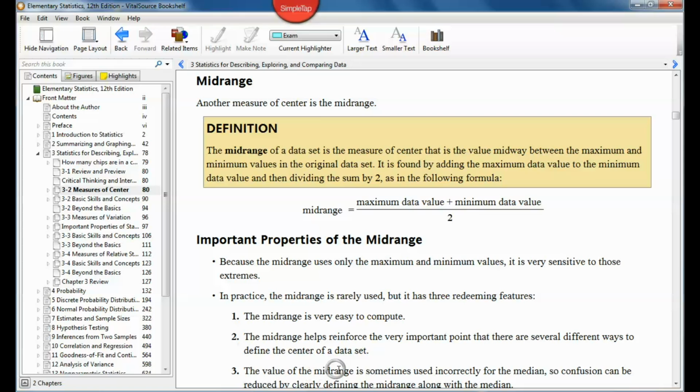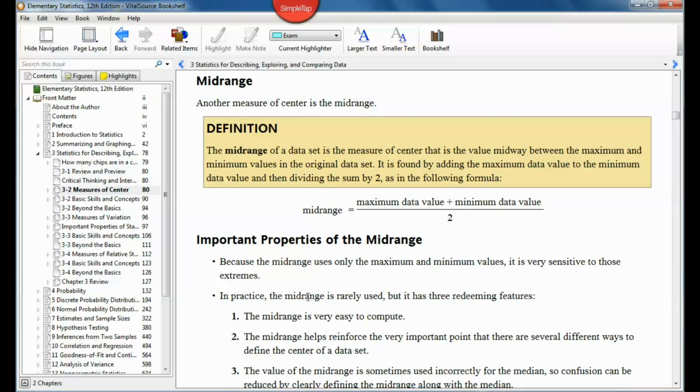Now, the bad thing about the mid-range is that it is extremely sensitive to outliers. So, you know, we have your 10 test grades, and you make a 20 on one test, and then maybe your highest test grade is a 98. You add those two test grades together and divide by 2, you see that that will be affected greatly by that 20.